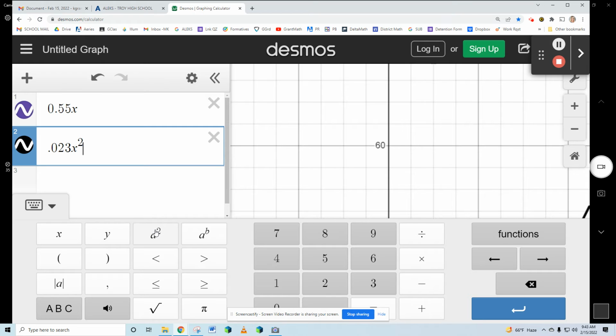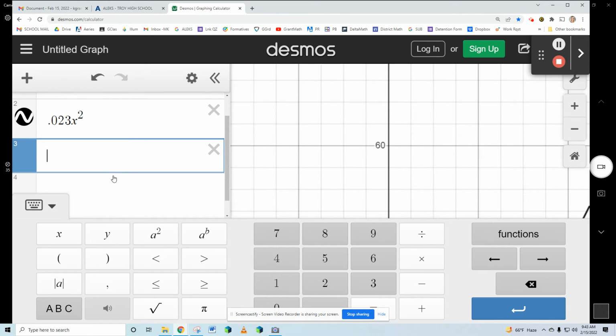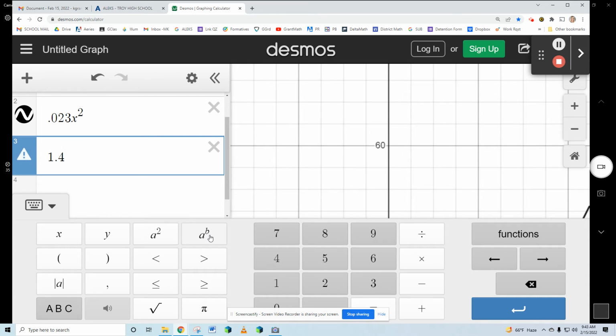Okay, next. Third one: 1.4. Click on a raised to the power b. This button. And then you type in x in the exponent position. Miss Grant, does it matter if it's the A2 or the A3? Yeah. Squared is only squared, while this is any number raised to any power.